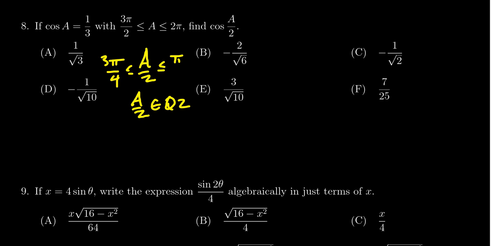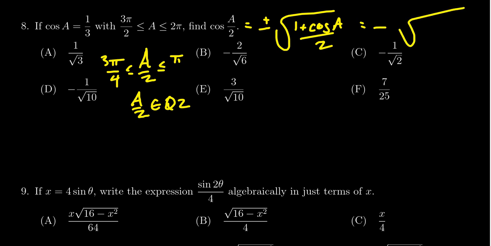That'll be helpful for us because by the half angle identity, cosine of A halves equals plus or minus the square root of (1 plus cosine of A) over 2, where this plus or minus is dependent upon the quadrant that we're in. So since we're in the second quadrant, cosine is going to be negative there. We also know that cosine of A is equal to 1/3, so we get 1 plus 1/3 over 2.